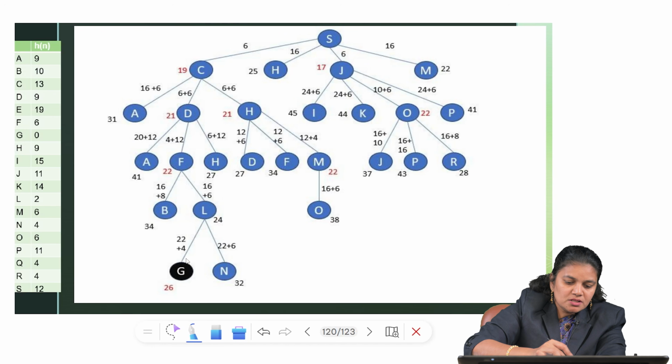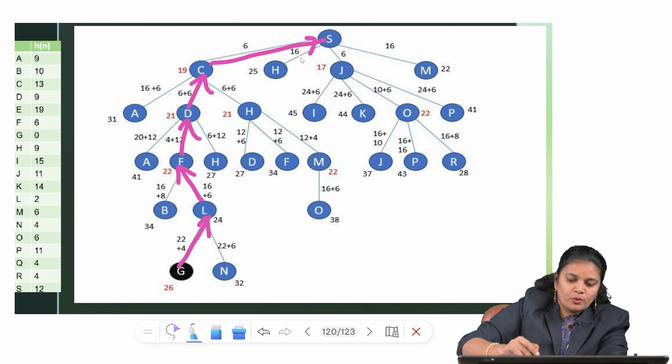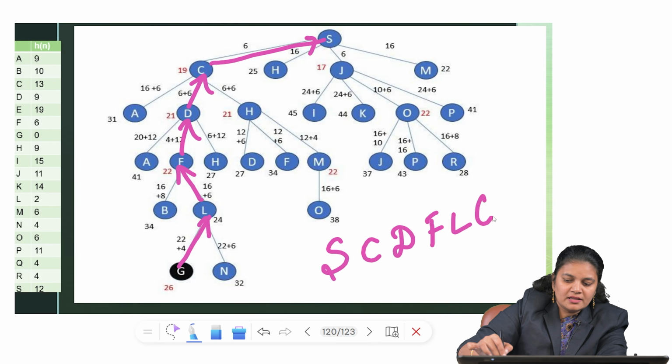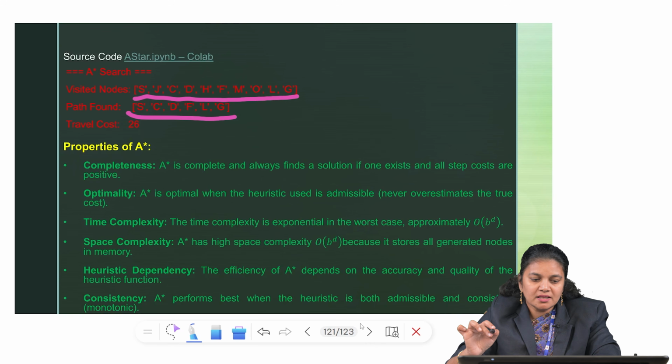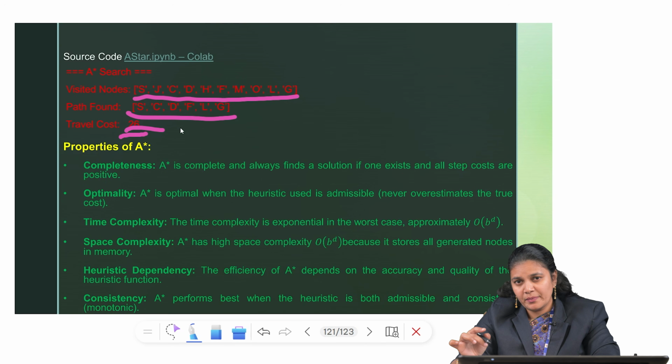Our path is found by moving from the goal towards its parent. So our path found is S, C, D, F, L, G. We are getting the path and the total travel cost is 26. So comparatively, we can tell that this is an optimal solution.